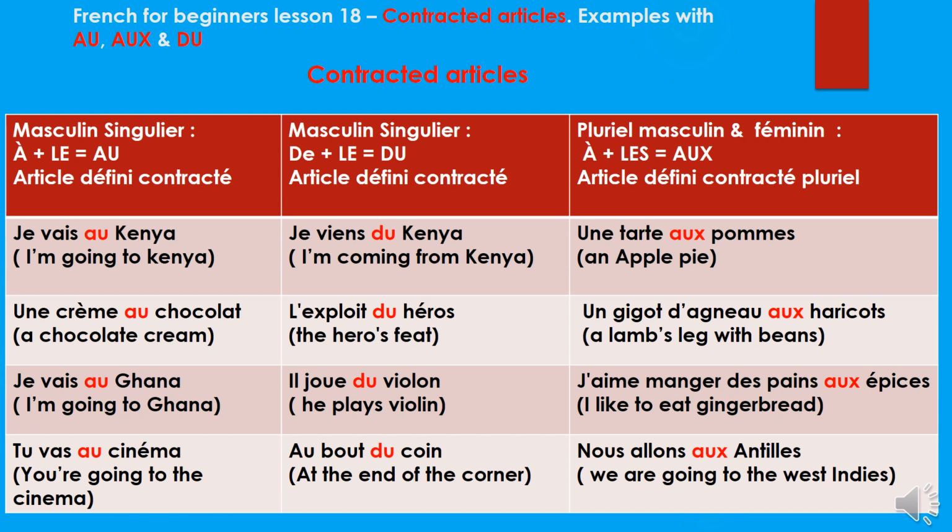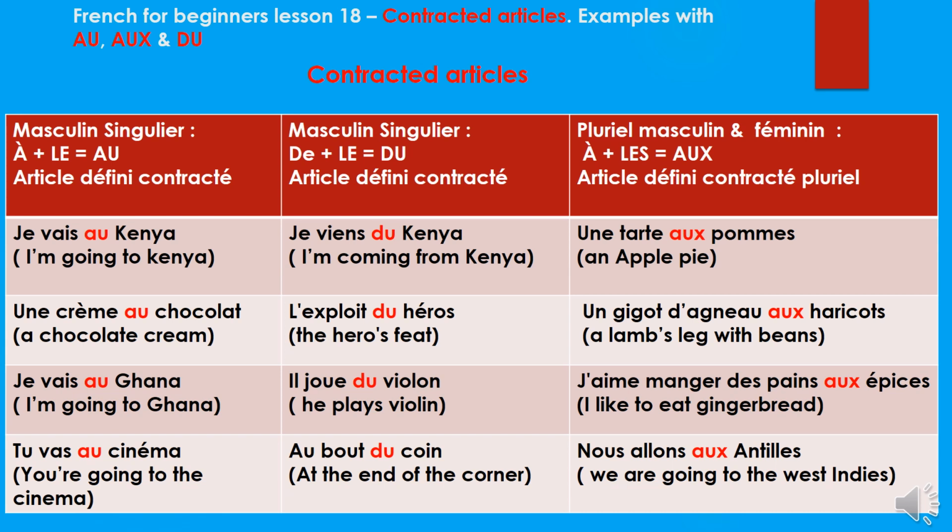Now let's go to the examples so you can see how they're used, and you know already the composition of a contracted article. That was the most important thing, to know that a contracted article is composed of more than one element. So there are two elements, a preposition and an article. So there you have the first sentence.